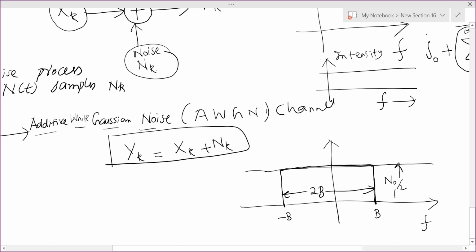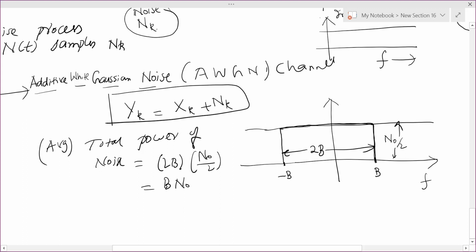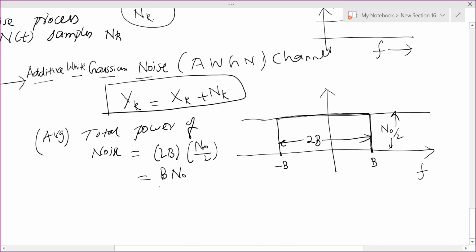N naught by 2. Why do we take N naught by 2? Because I want this 2 and 2 to cancel out. So the total power of noise, average power actually, is 2b times N naught by 2, which is b N naught. And if you remember Gaussian noise, we assume that this nk is Gaussian. We take its mean to be 0. Mean does not affect anything, it is just a shifting parameter. We can always shift it, so not a big issue.